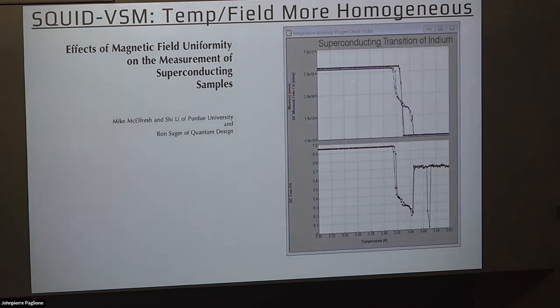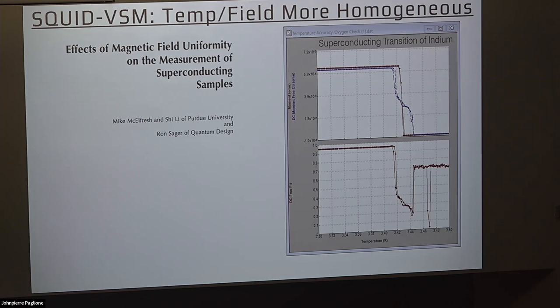That's kind of shown here. In the blue data here, this is just a superconducting transition of indium. It shows this weird little kink here. And if we actually look at the SQUID fit parameter, it just tanks. Basically, we're not able to fit the DC scan very well in this region here.